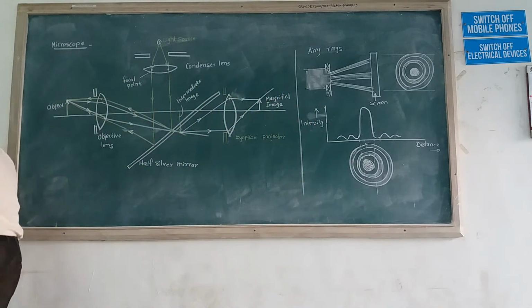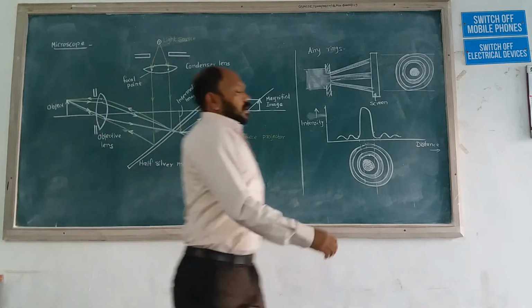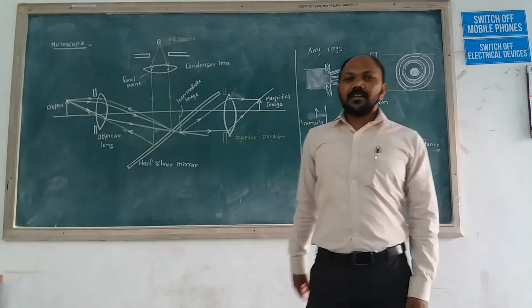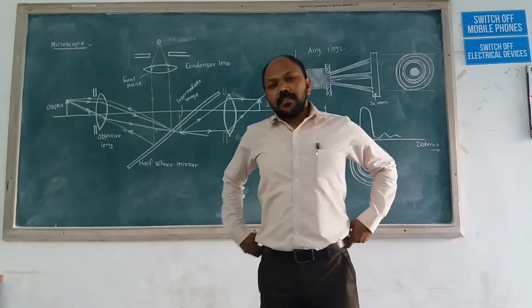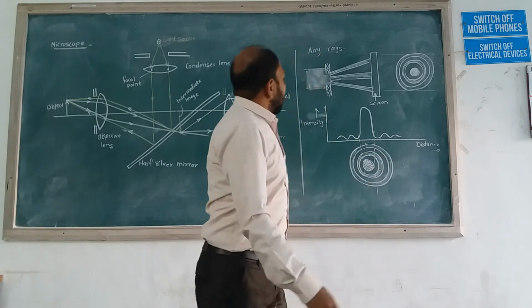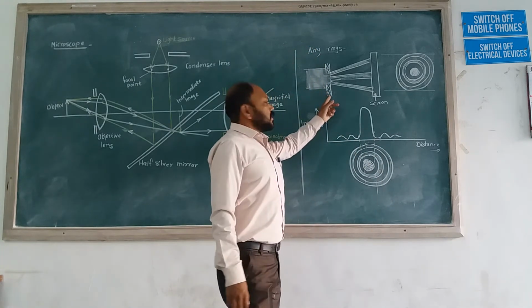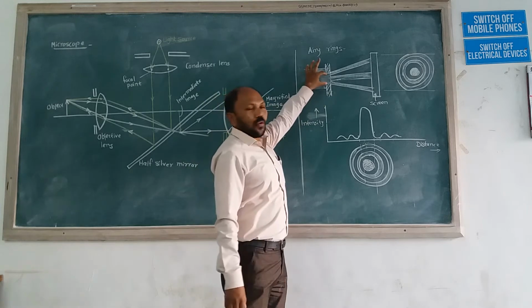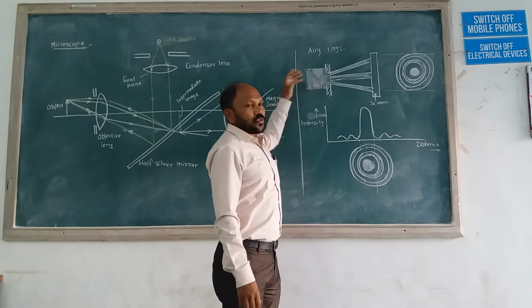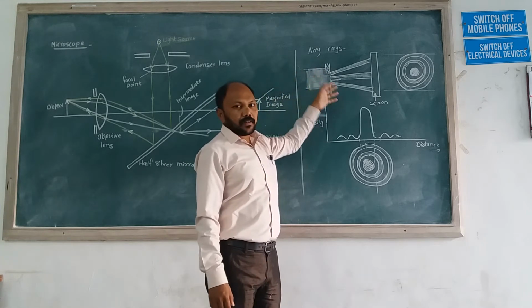This is a very interesting topic, that is Airy's rings. So imagine this is an aperture. A small hole is there. This is the source of light. Light passes from here.